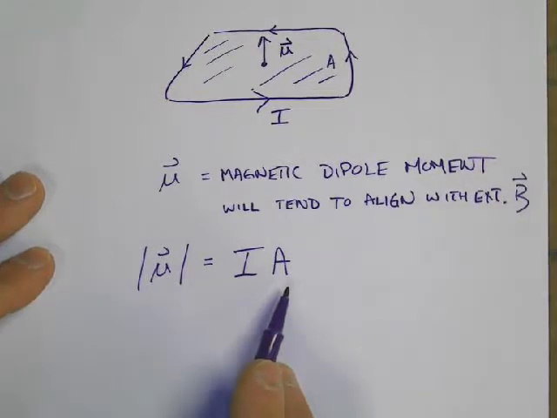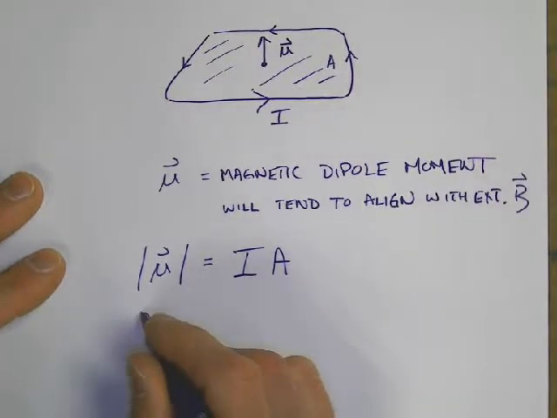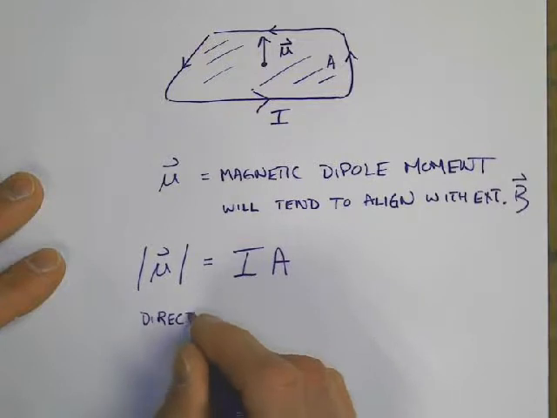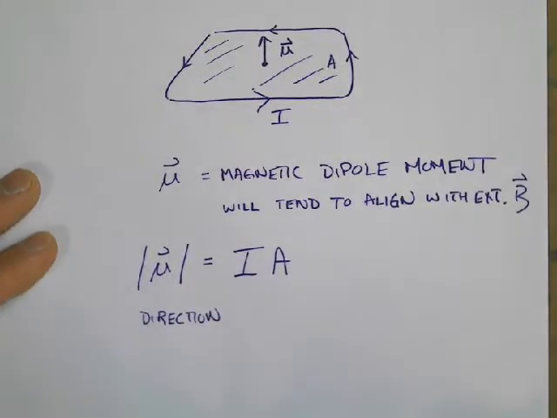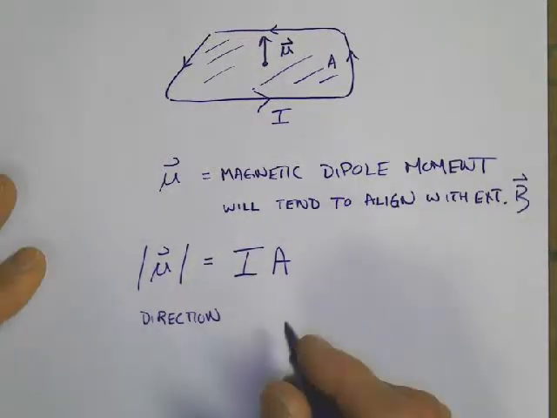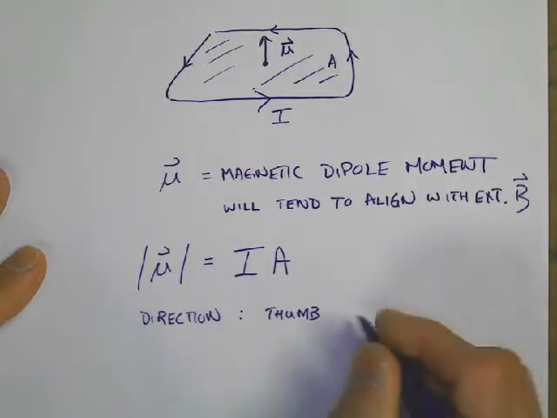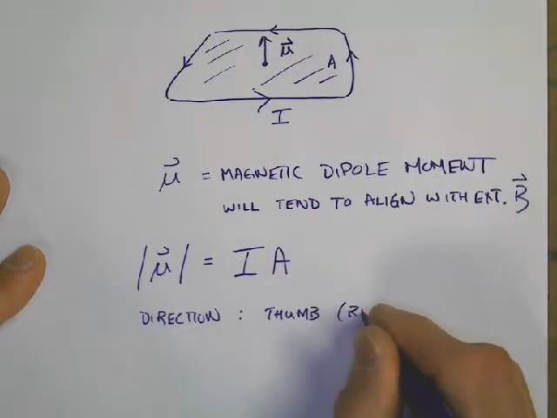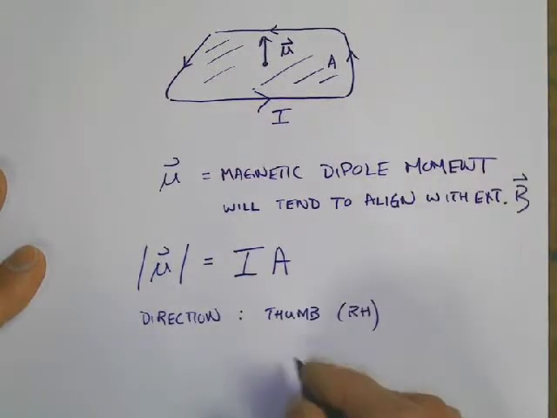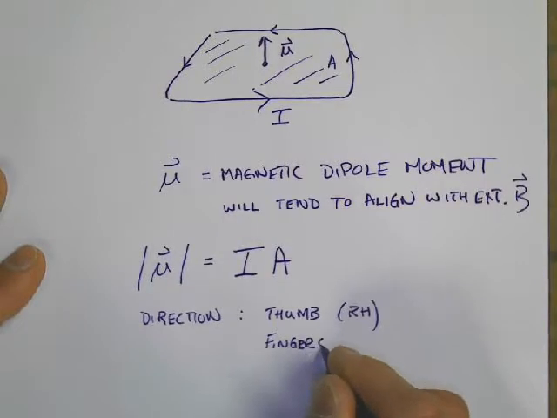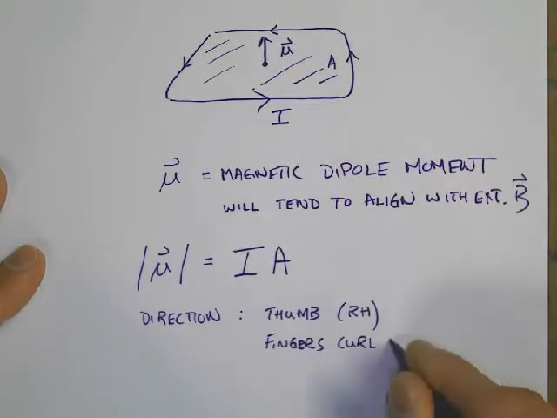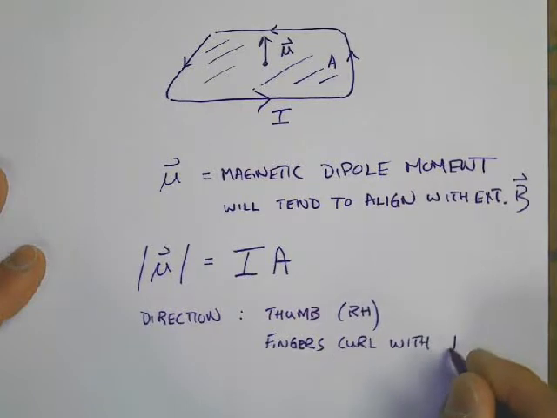And to find the direction, there are several ways to do this, but the direction is going to be maybe your thumb. We'll say the right hand thumb. And your fingers will curl with the current.